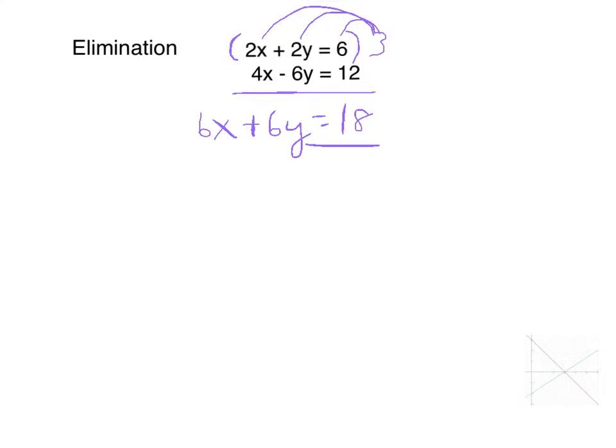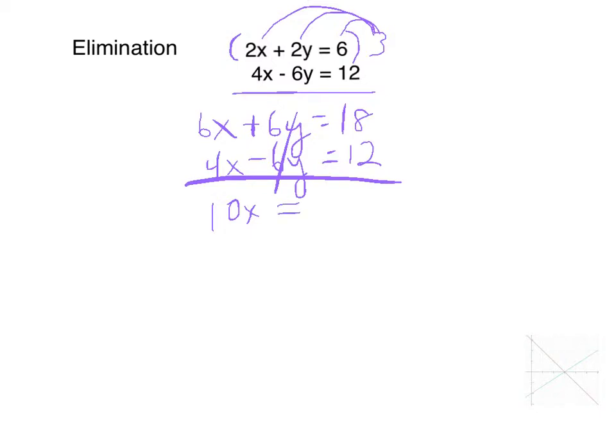Oh, I'm sorry, not yet. And then we are not going to do anything to the second one because we have what we're looking for now. Now if we add up the columns, we get a 10x. This equals 0. And the other side, what is that, 30. Divide by 10, you get x equals 3.